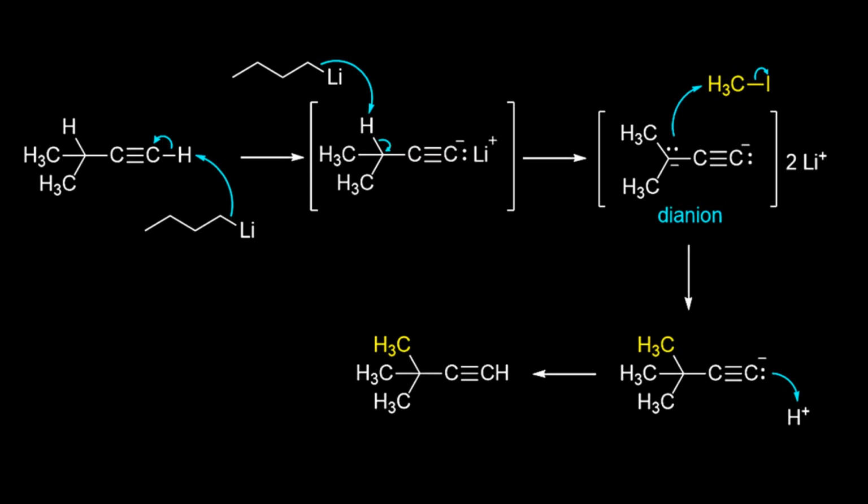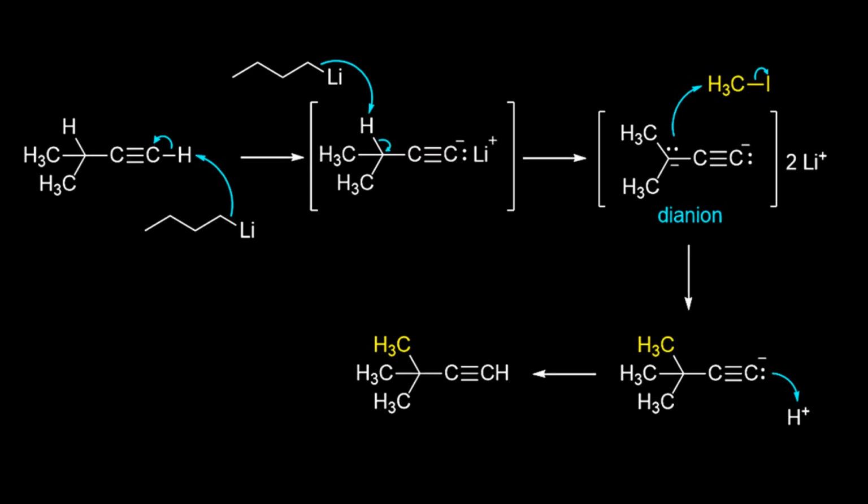Then, with a second equivalent of base, we can deprotonate the neighboring hydrogen as well. And now we've got a dianion, with two negatively charged carbon atoms, side by side. Next, the second carbanion, the one formed at the sp3 hybridized carbon, reacts with an alkyl halide, like methyl iodide. And why is this carbon so nucleophilic?